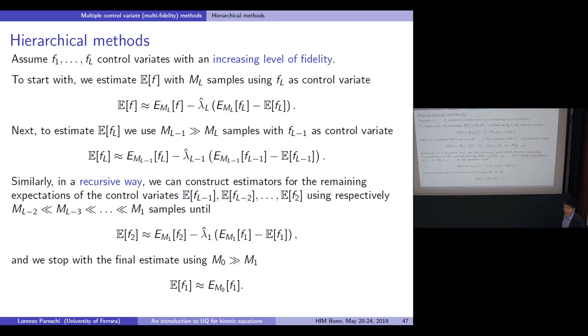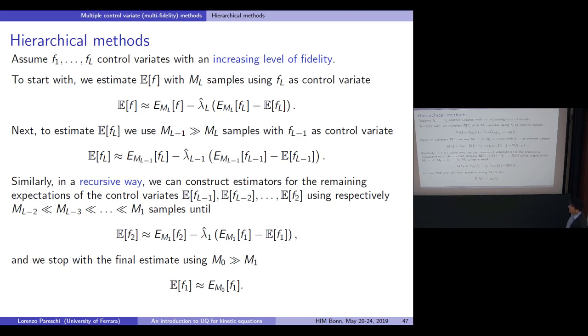So now the idea, we do something different compared to what we have done at the end of the lecture of yesterday, is that we now consider a hierarchy of control variates where they have different levels of fidelity. Just to fix your ideas, the full model is the Boltzmann equation. So you may imagine to have a hierarchy of just two models, so L equal 2. You may have that F1 is the solution of the Euler system, F2 is the solution of the BGK model. But in general, you imagine that you have some hierarchy.